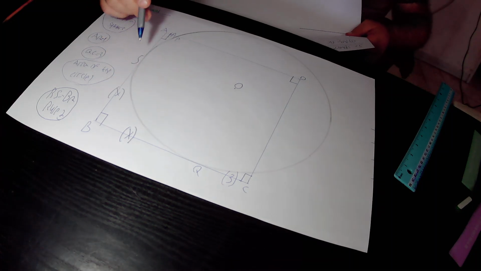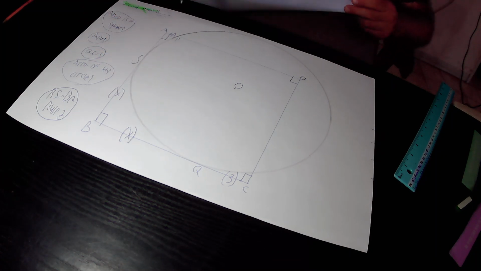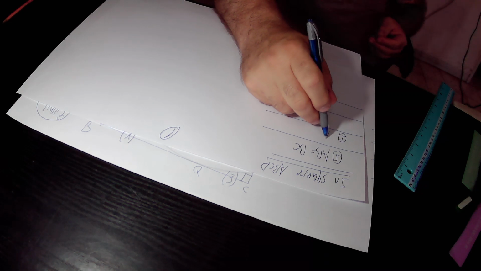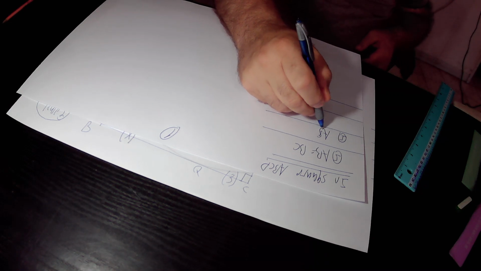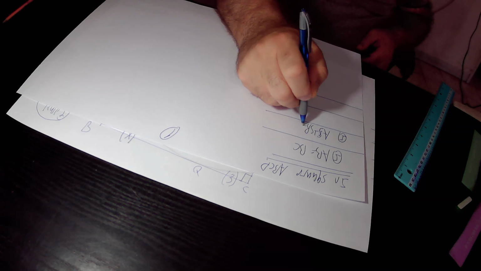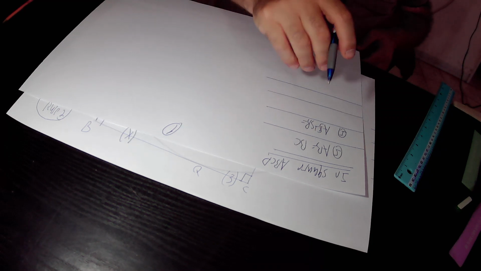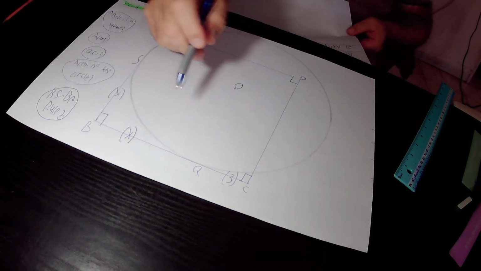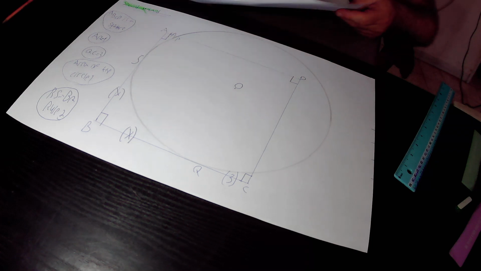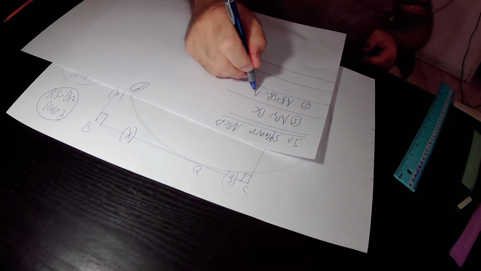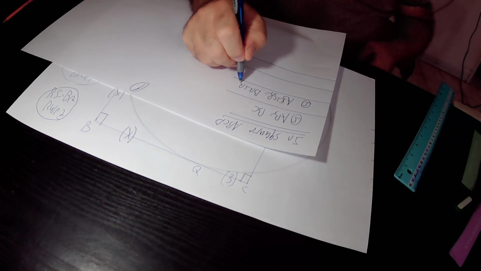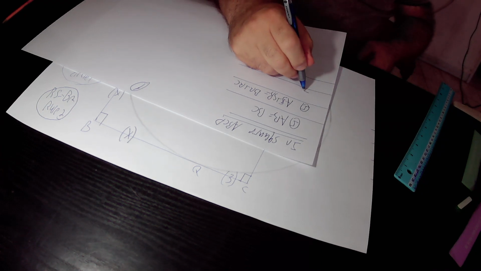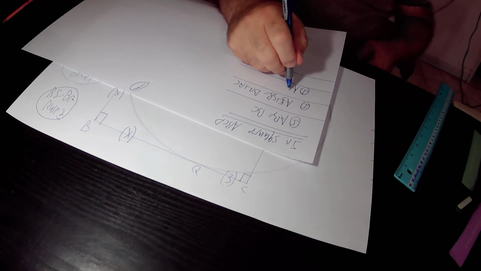Side AB equals AS plus SB, and AB equals BC. Side BC equals BQ plus QC. AS is the missing side, so we leave it as it is.